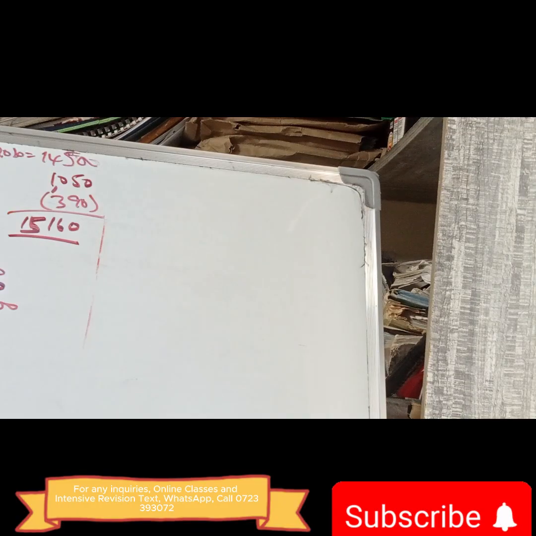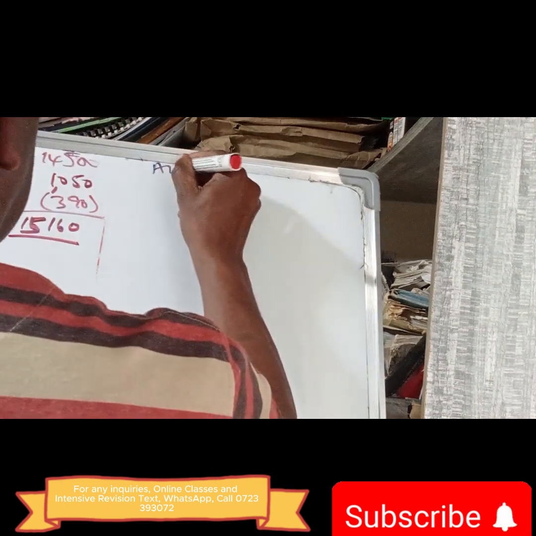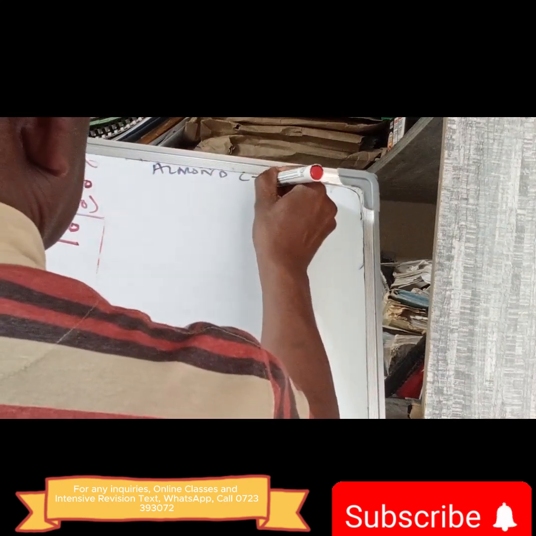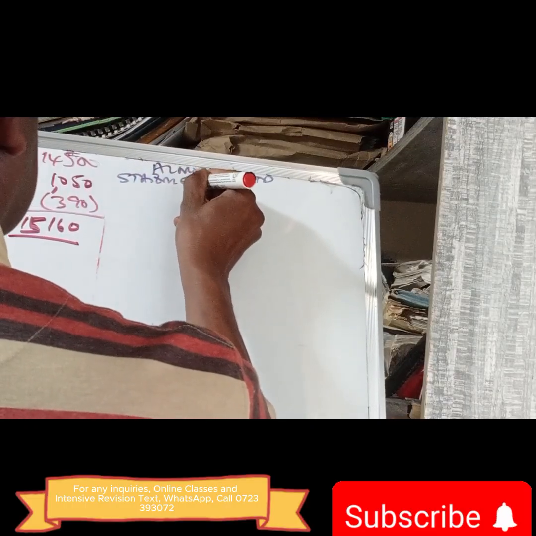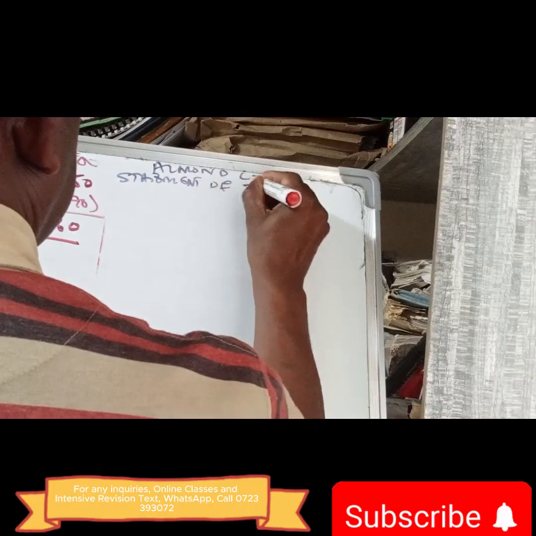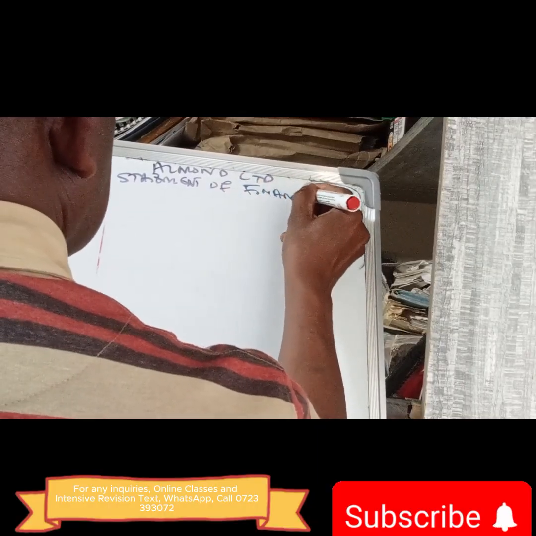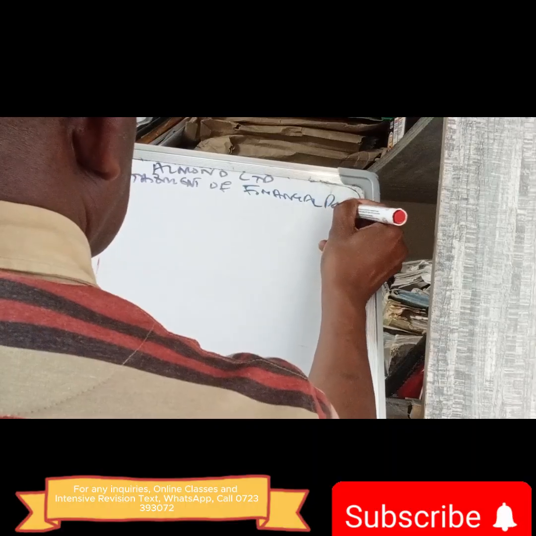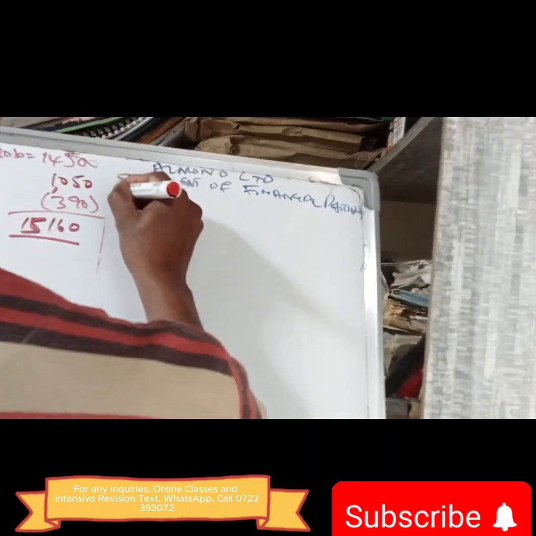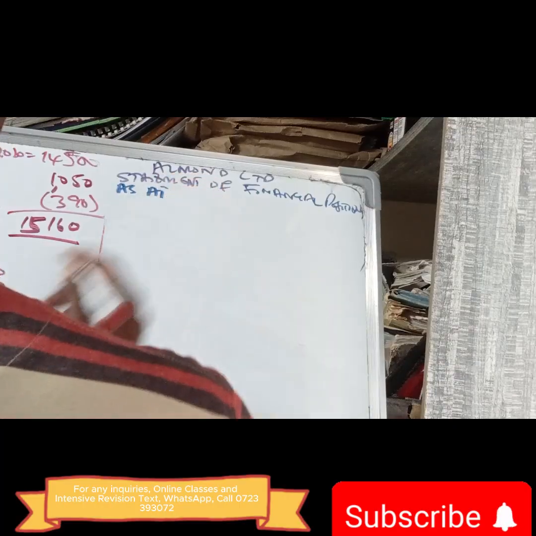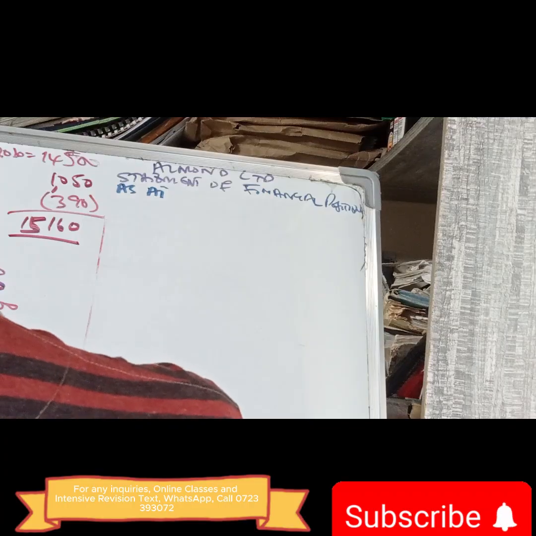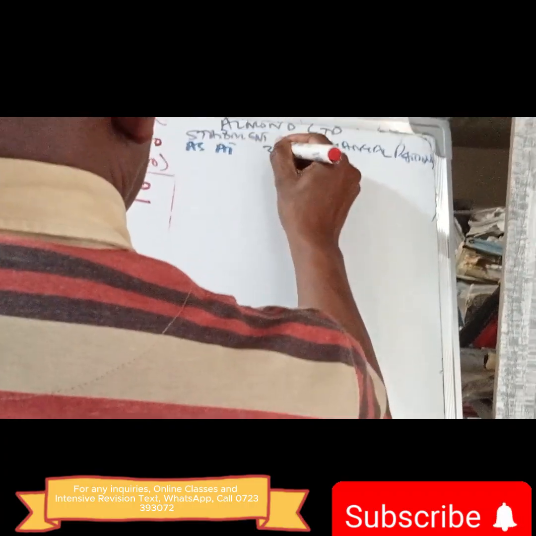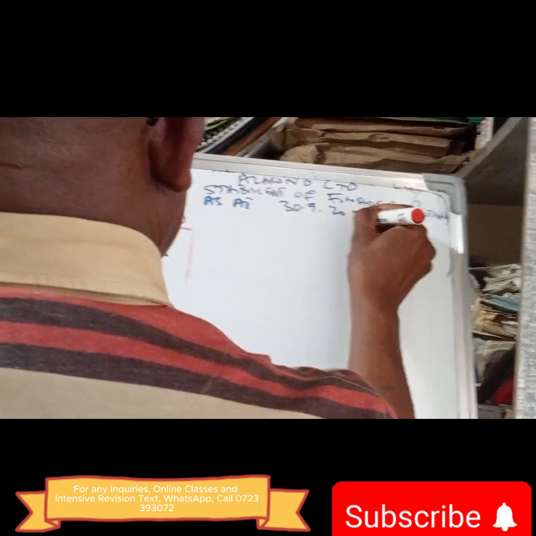Remember the format. Almod Limited. Statement of financial position as at 30th of September 2020.